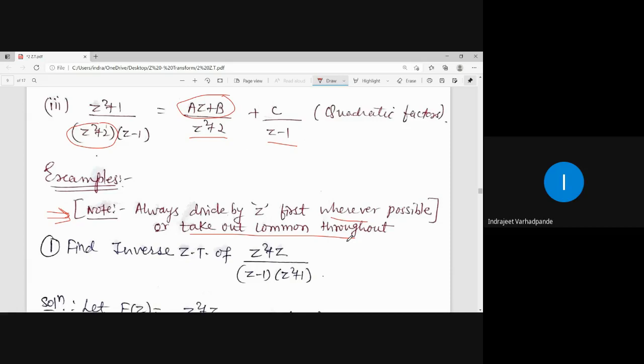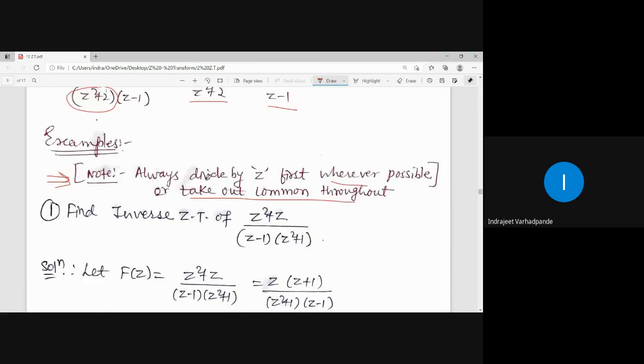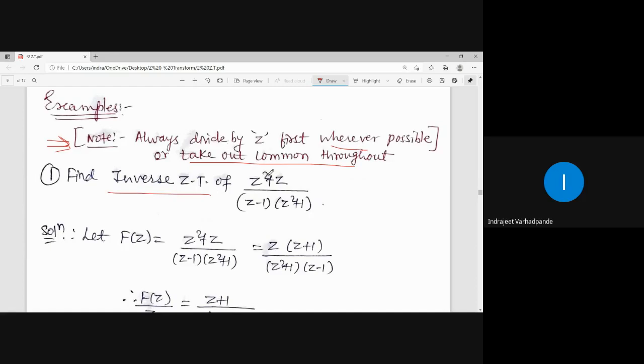For that, it is mandatory for me to find the common term z, because I require it in the last step. So remember this particular point: particularly in partial fraction cases, wherever possible we take z out common and then try to simplify by taking the inverse. So find the inverse Z transform of the very first example related to it.